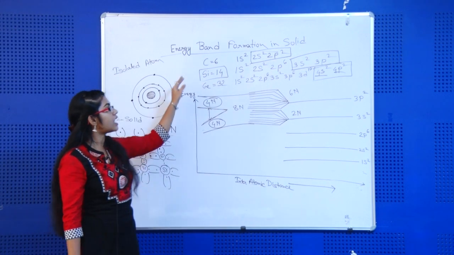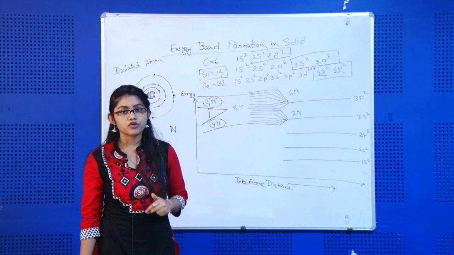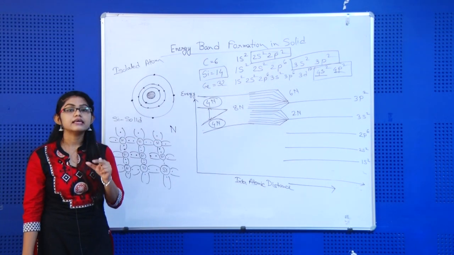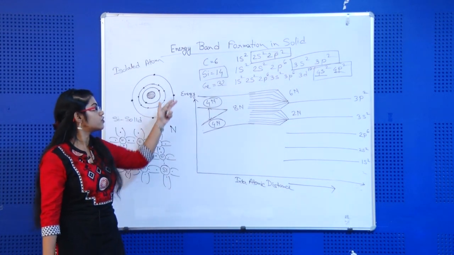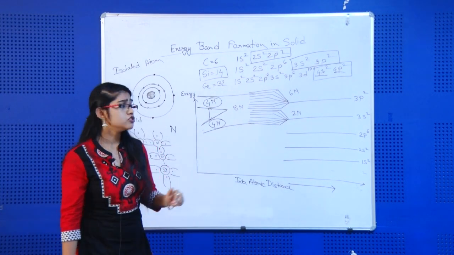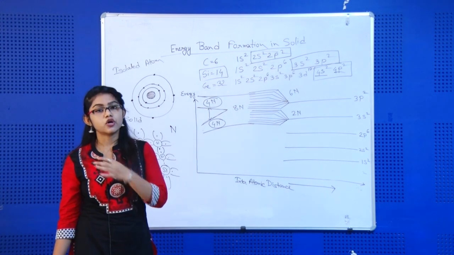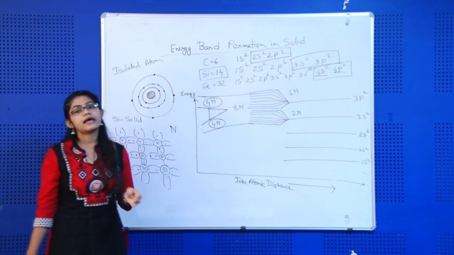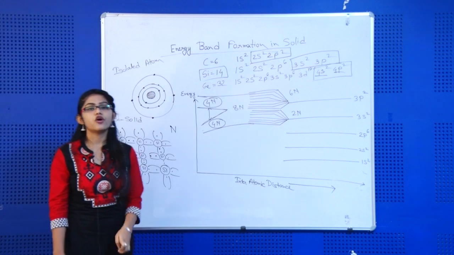In case of carbon, the forbidden gap is 5.5 electron volts, but in case of silicon and germanium the gap is very small, that is 1.1 electron volts for silicon and 0.7 electron volts for germanium. So because of this gap we can classify solids into 3 categories basically: metal, insulator and semiconductor. So this is how energy bands are formed in solid.